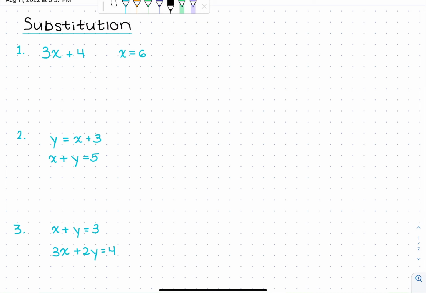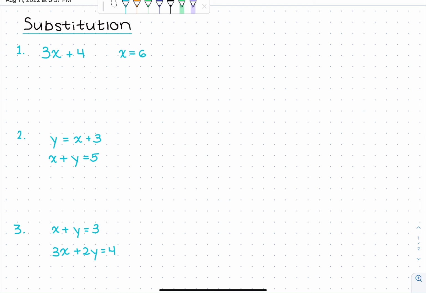Hey guys, today we're going to take a look at substitution. This is a very, very common math subject, and this is going to be used in many different units. So substitution is basically when we know something about a variable. In this case, we know that x is equal to 6.